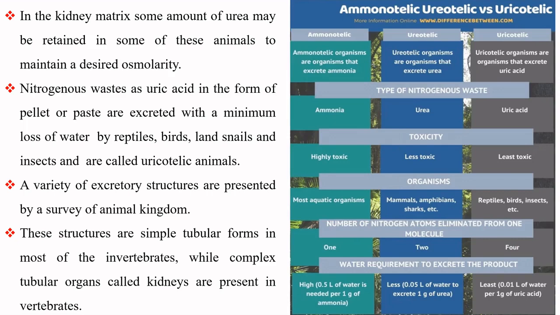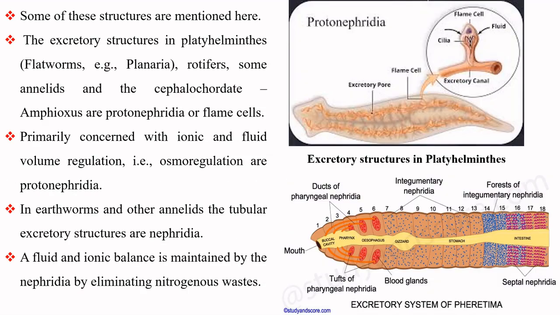A variety of excretory structures are presented by a survey of the animal kingdom. These structures are simple tubular forms in most invertebrates, while complex tubular organs called kidneys are present in vertebrates. Some of these structures are mentioned here. The excretory structures in Platyhelminthes, rotifers, some annelids, and the cephalochordate amphioxus are protonephridia or flame cells, primarily concerned with ionic and fluid volume regulation, that is, osmoregulation.